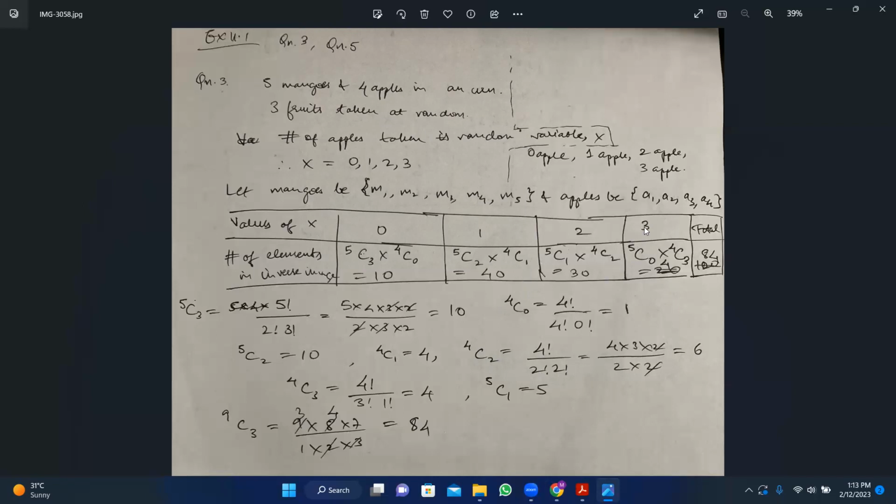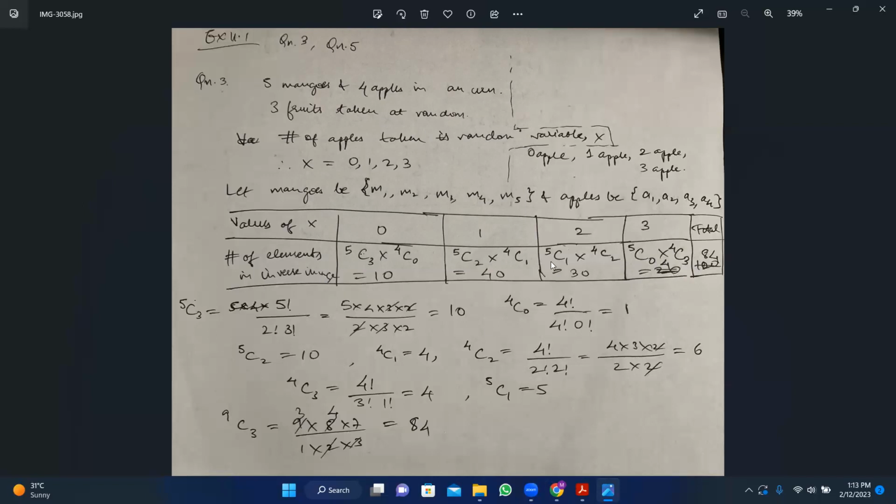Now the last value the random variable can take is 3. So the possibilities is that we take out 0 mangoes and we take out 3 apples. So it is 5C0 into 4C3. We know that 5C0 is 1 and 4C3 is 4. So we have the value as 4.